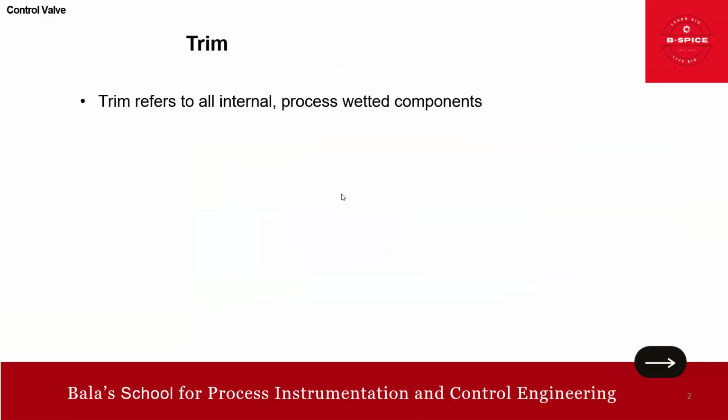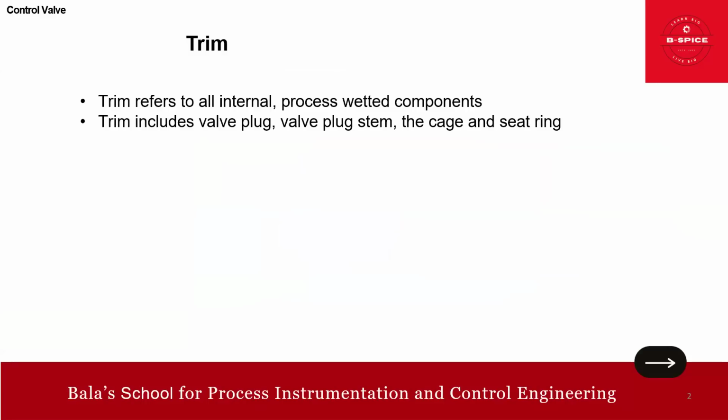Okay, friends. See, what is trim, friends? Trim refers to all internal process wetted components. Very simple, right? To be very precise, trim in a control valve includes the valve plug, the stem, the cage, and the seat ring. As simple as that. So this is the trim, friends.